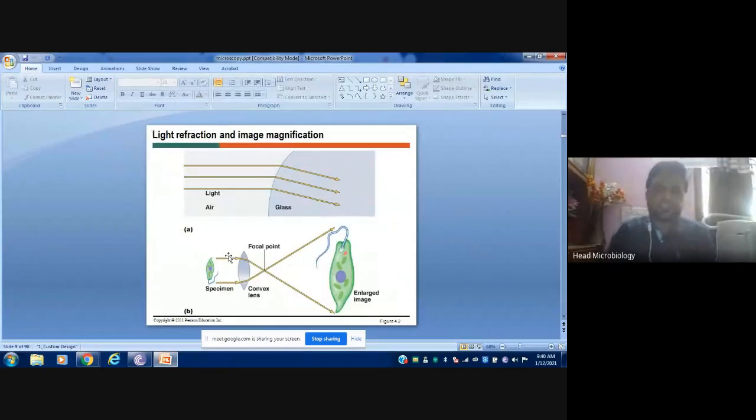This we already discussed. Refraction is when light passes from one medium to another medium and shows bending. That is called refraction. And the other property: when the light coming from an object passes through the lenses, it creates a magnified image. This we already discussed.